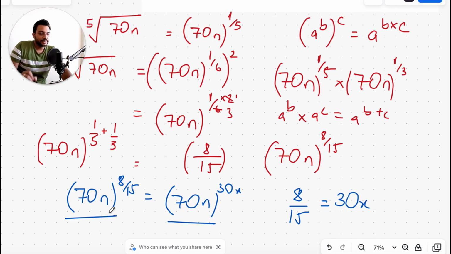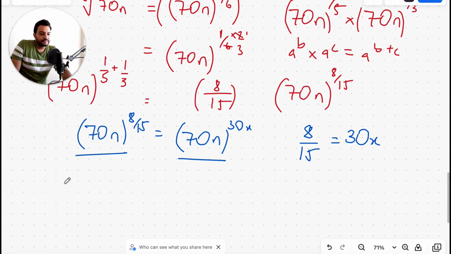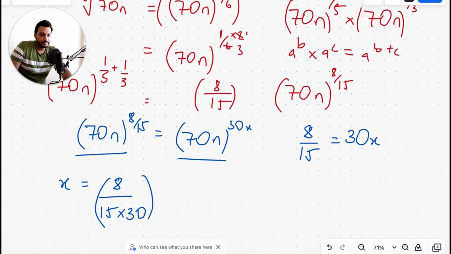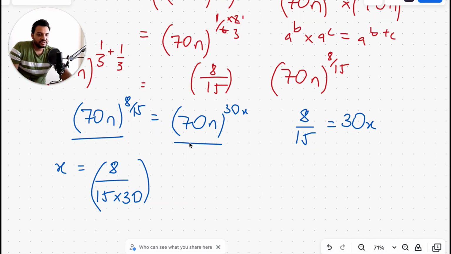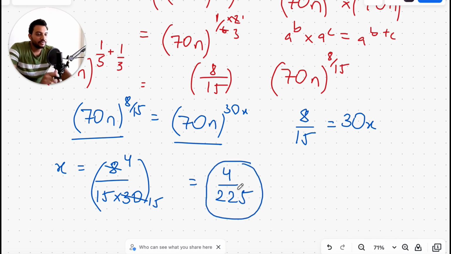So what do we get next? We get x is equal to 8 over 15 times 30. This can be simplified. 2 times 4 is 8. 2 times 15 is 30. So 4 over 15 squared, or 4 over 225. This is the value of x that we have. So however difficult the expression might look, stick to the basic rules of exponents and no question is going to be too difficult.